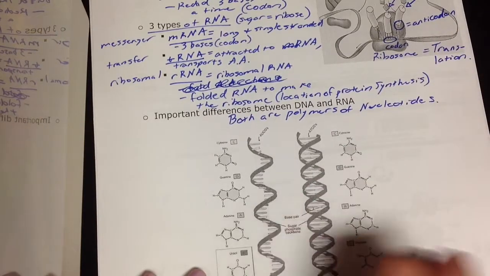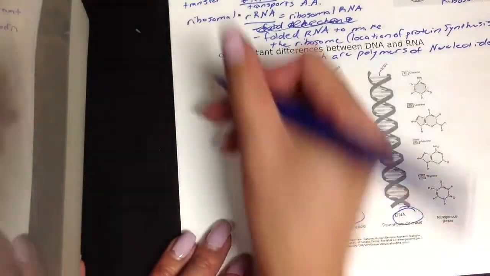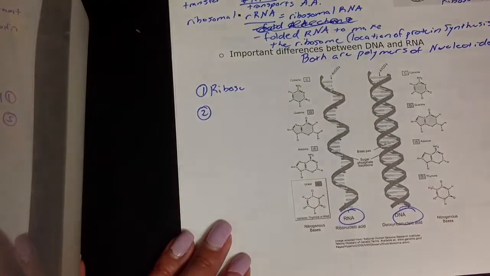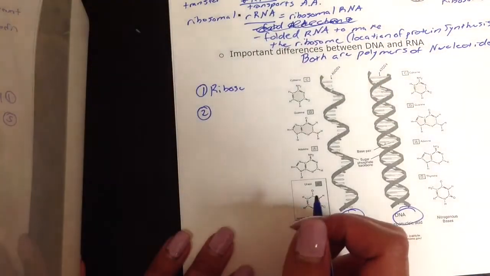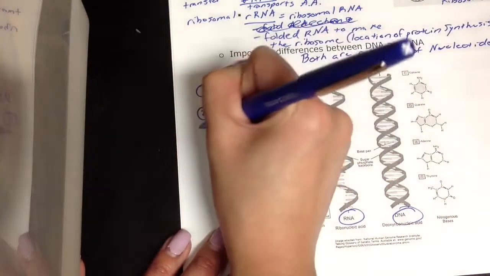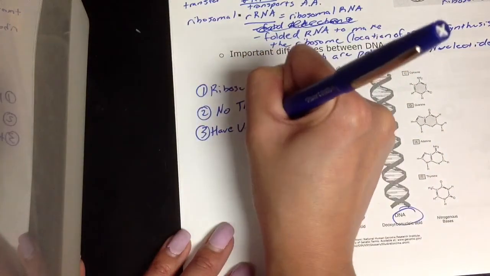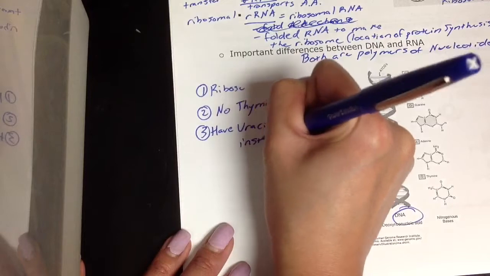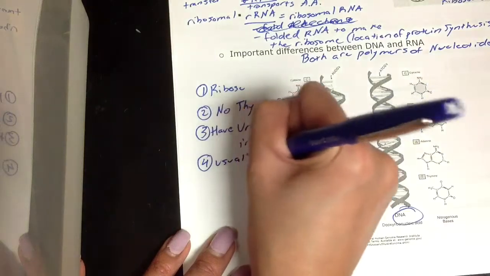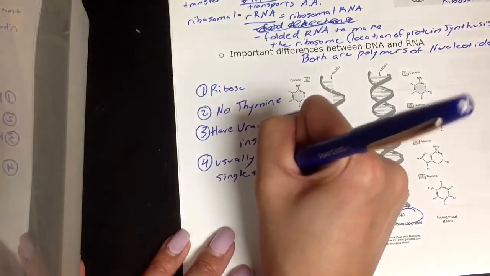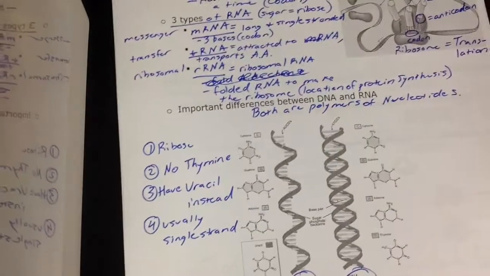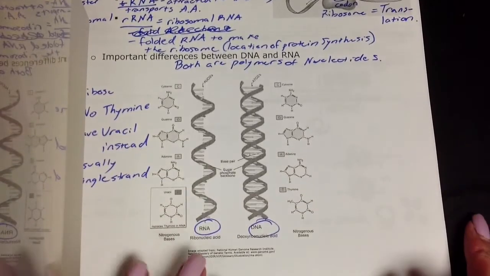Some obvious differences that you can see here is that for RNA, you have a ribose for the sugar. You have no thymine. You have uracil instead. And those are the nitrogen bases that we're talking about. And it's usually single-stranded, especially in the form of mRNA. When it's tRNA, it's going to look a little different. When it's rRNA or ribosomal RNA, it's going to be different again.